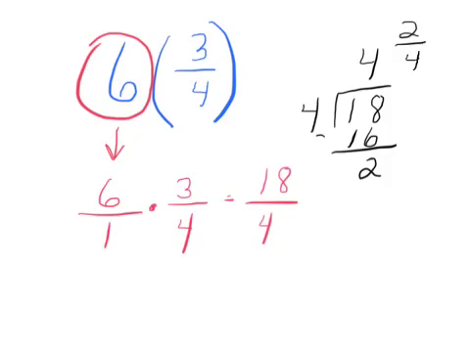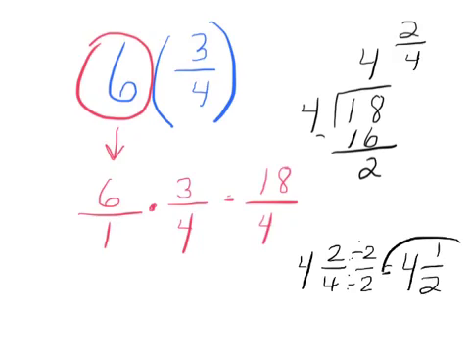So we're almost done. I just need to simplify by dividing by 2 over 2, and I get 4 and a half. And if we think about it again, does it make sense? Is 3/4 of 6 equal to about 4 and a half? If I was going to think about it in my head, yeah, that makes sense.